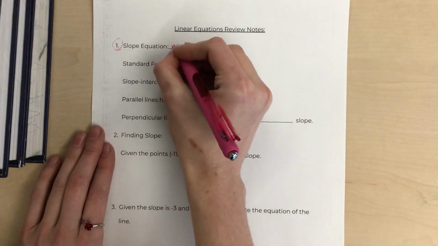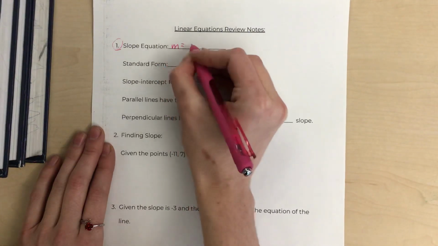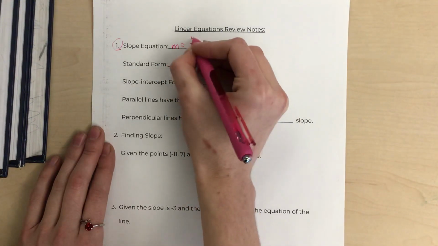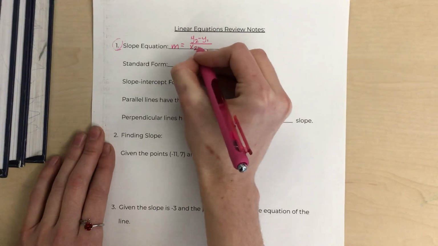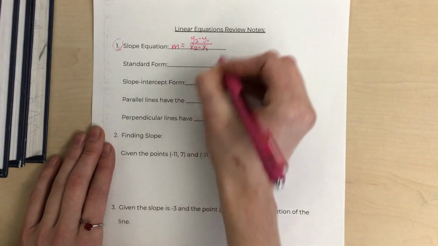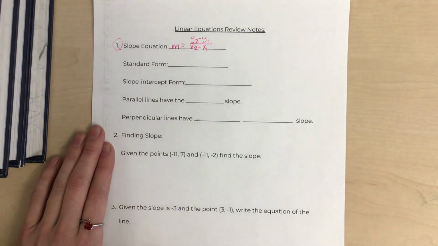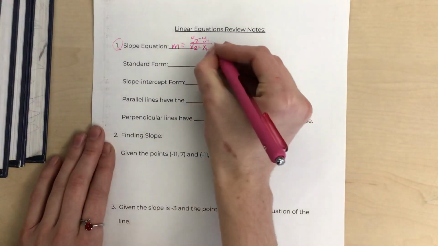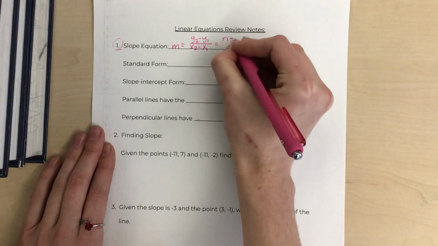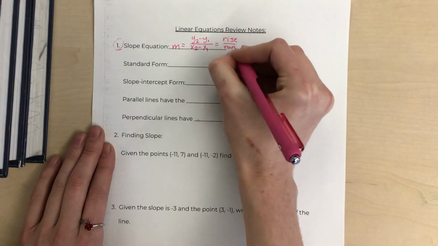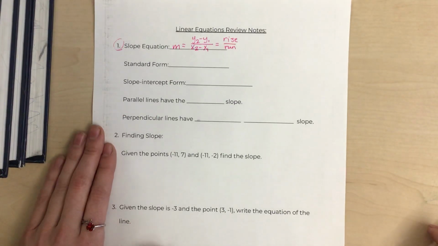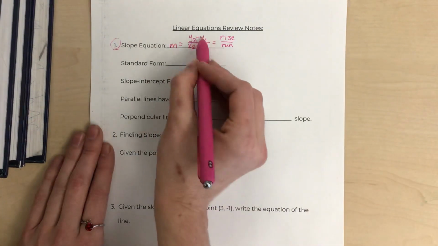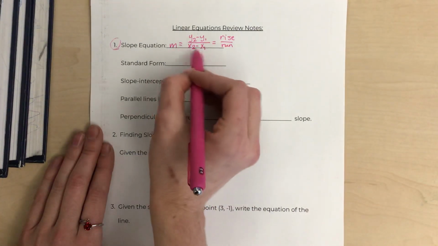So the slope equation is m equals, we call it the change in y over the change in x. In other words, y2 minus y1 divided by x2 minus x1. Remember, this is the same as rise over run. And I like to play the word game of rise over run. Sounds like wise over run. So we have our y's on top, and the run on the bottom is x.